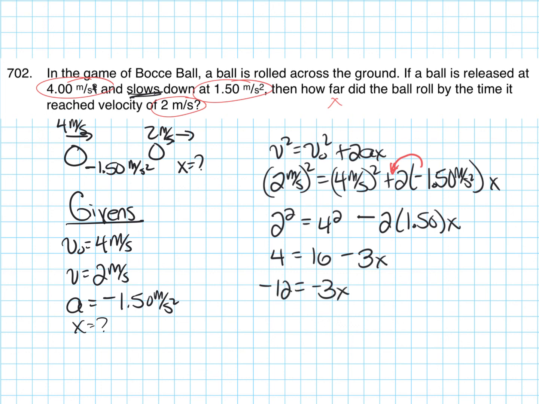So on both sides I'm going to divide by 3. Negative 12 divided by negative 3 is 4. So x is equal to 4 meters, or as we might write it, 4.00 meters.